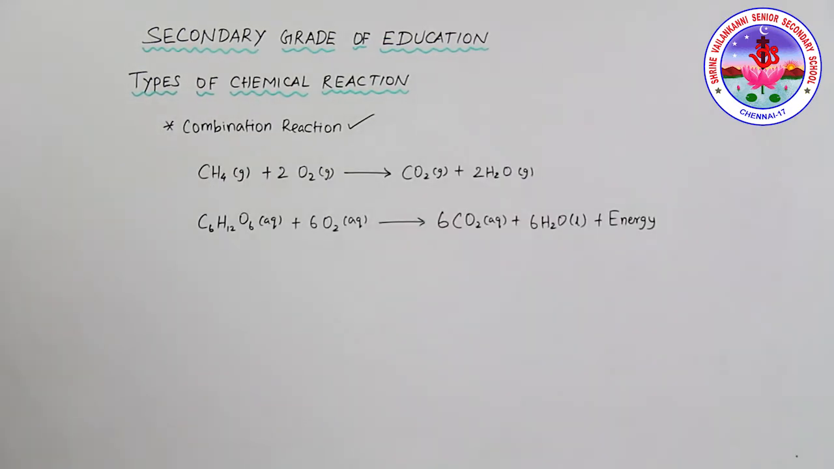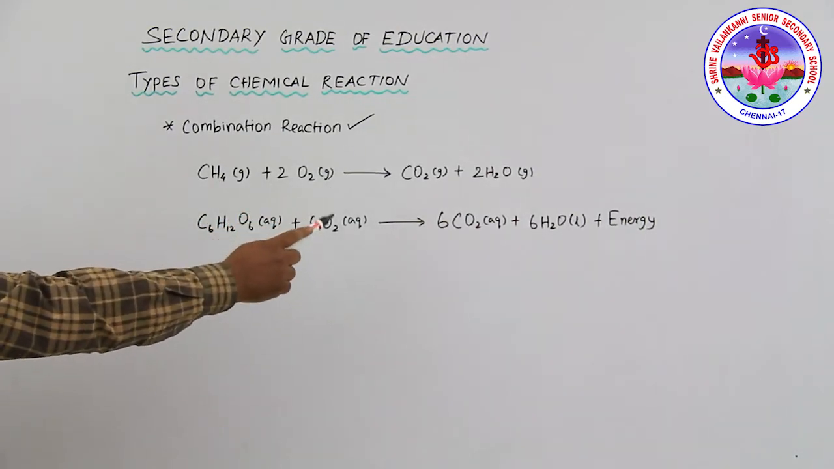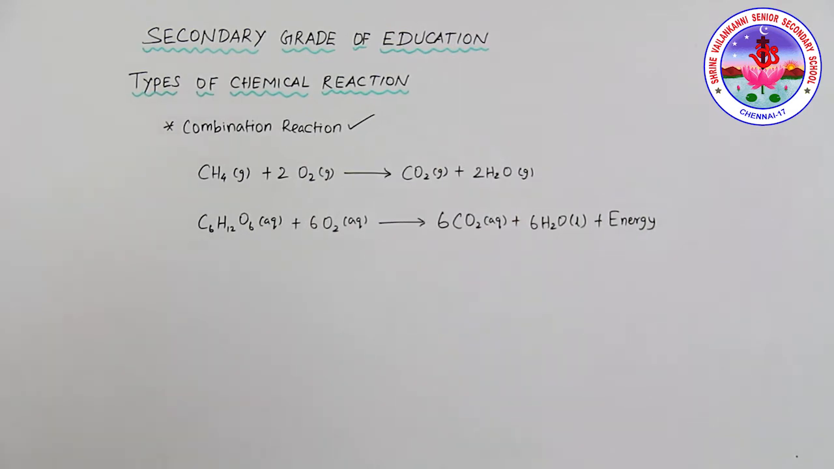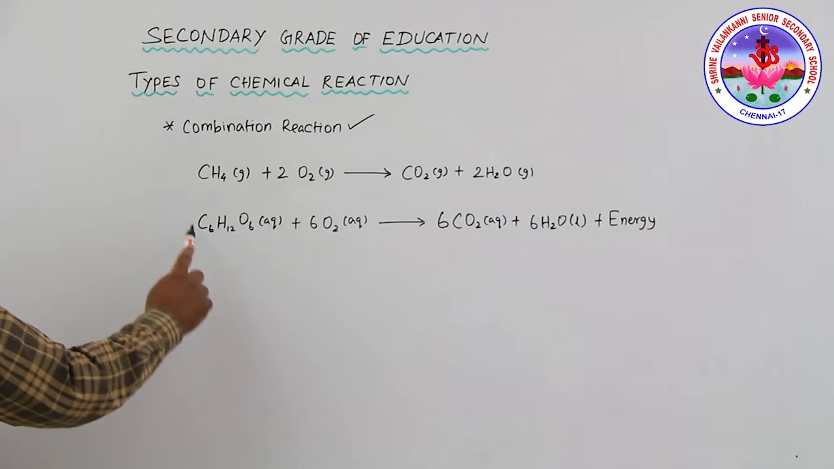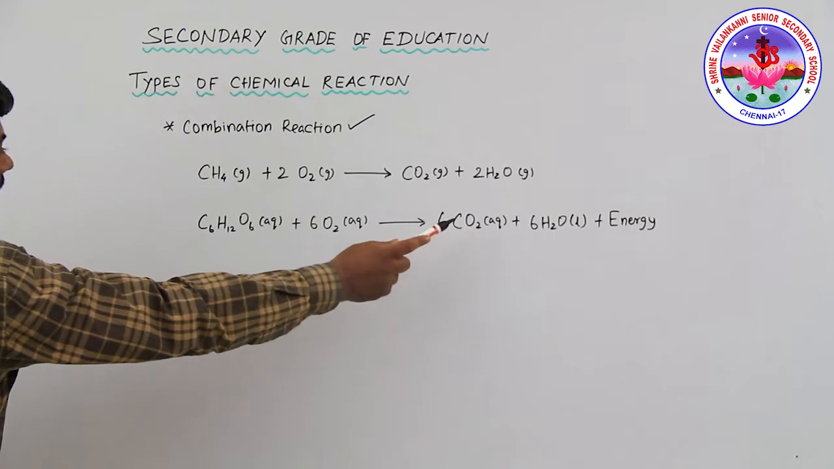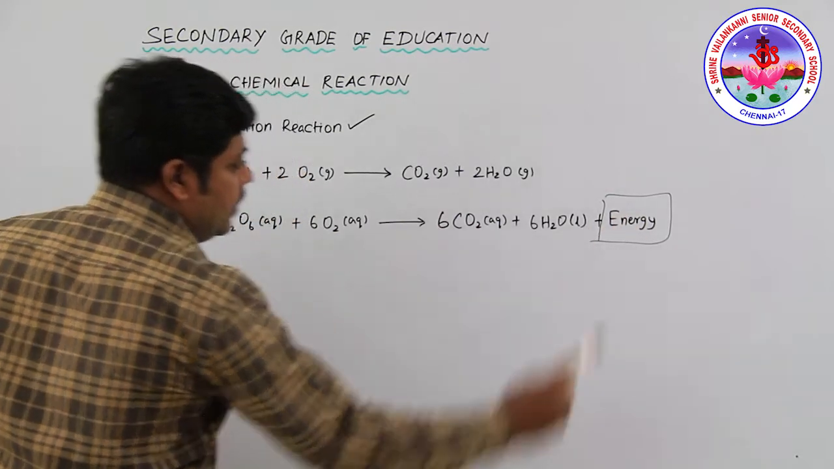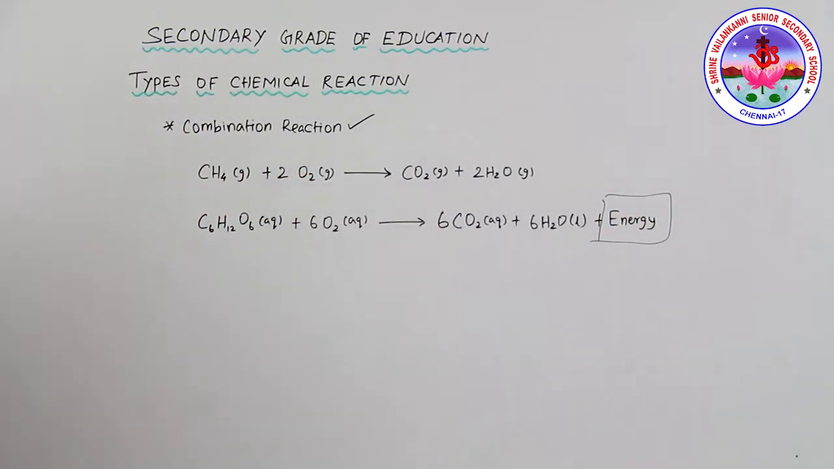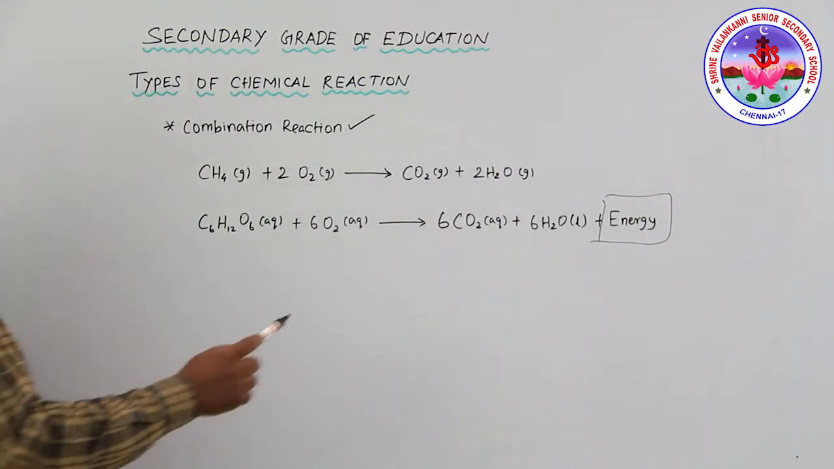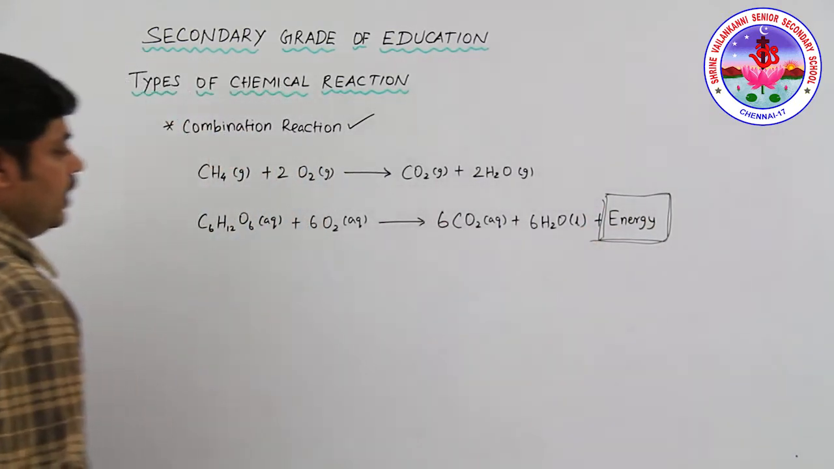Some more examples of the combination reaction: methane gas reacts with oxygen gas to form carbon dioxide and water. Then the glucose solution reacts with oxygen to form carbon dioxide and water. The very important thing is that energy is released. Already we have seen that calcium oxide reacts with water to form calcium hydroxide and energy is released. When energy is released, the reaction is exothermic in nature.